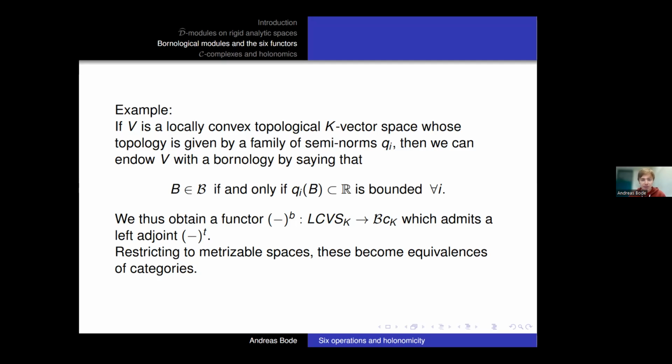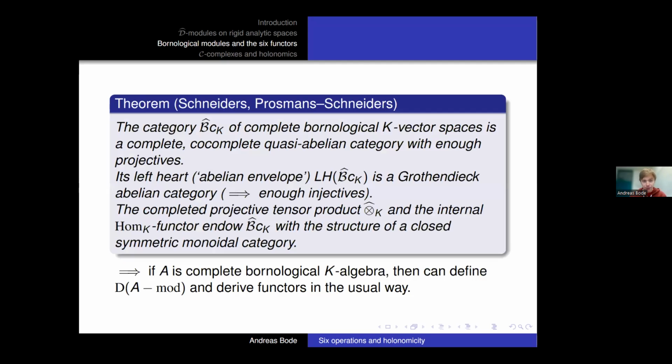The reason for that is that these categories have very, very nice categorical properties. In particular, the tensor product is much better behaved. So here's one theorem that summarizes all the good properties for this category. This was developed by Jean-Pierre Schneiders and Osman Schneiders.